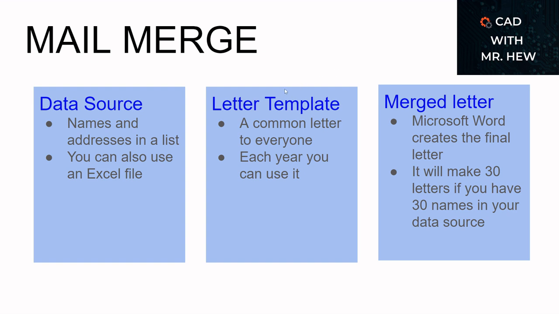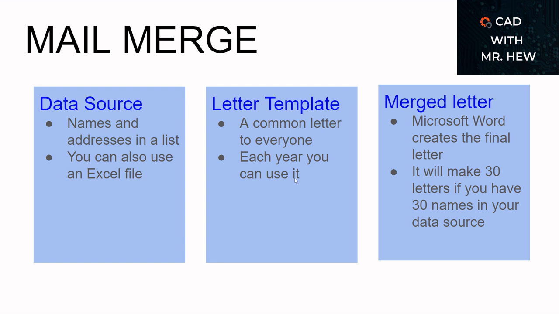So mail merge is a three-step process basically. You have the data source, which would have the names and addresses in a list. It could be in an Excel file, or you could type it in the mail merge while you're doing it. The next component you would need before you can do the mail merge is a letter template or a generic letter. So it's a common letter that you would send to everyone, right? And you can use it every year or each time that you need it.